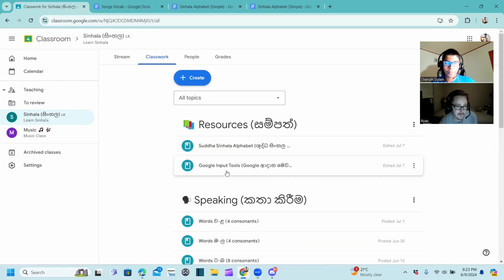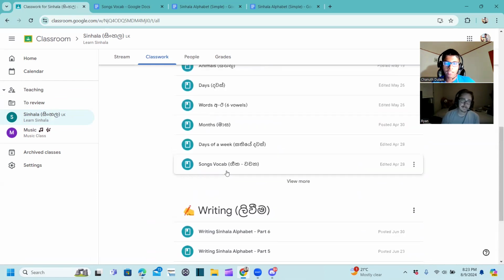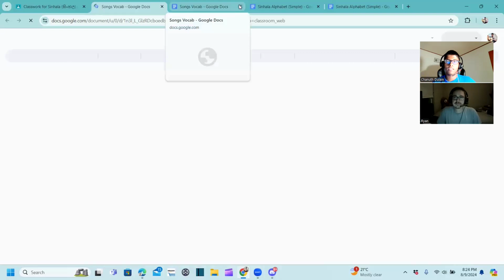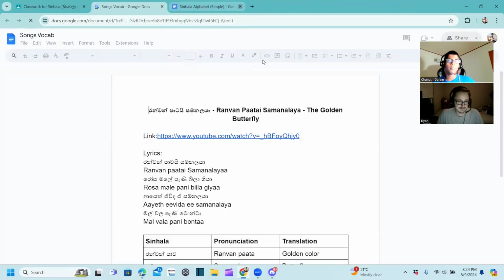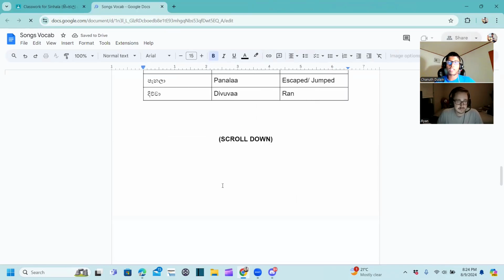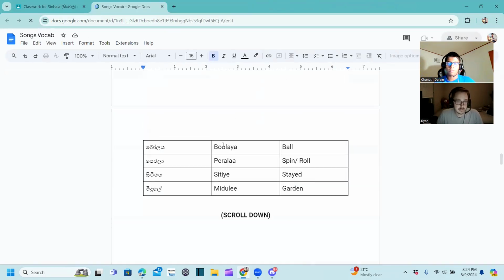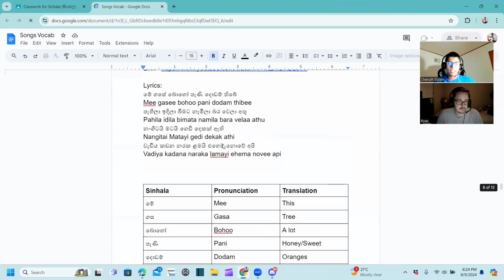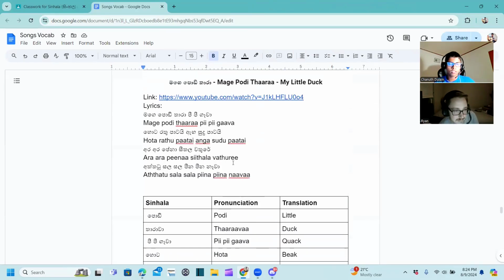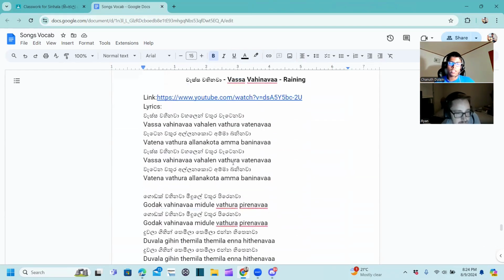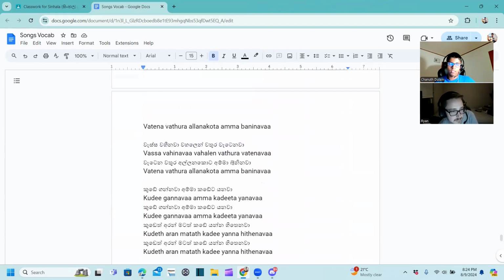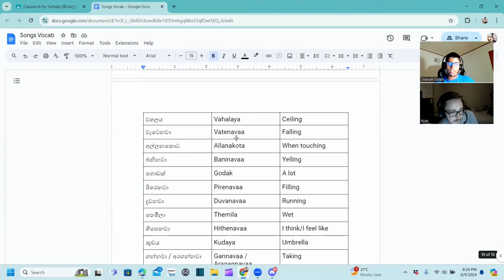So, we have the song vocabulary. Yep, this one. So remember the song we learned about the rain? So I put the vocab and stuff. Hold up. Let me scroll down. This one. So this is like the lyrics.